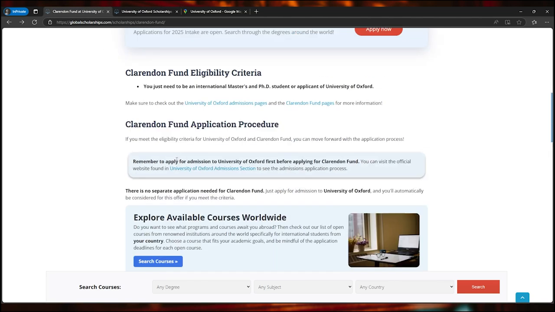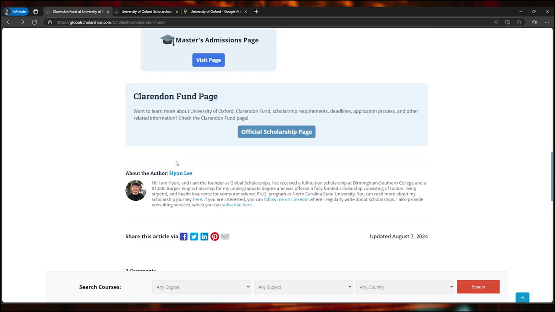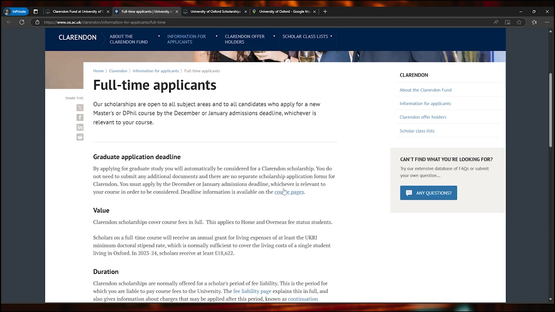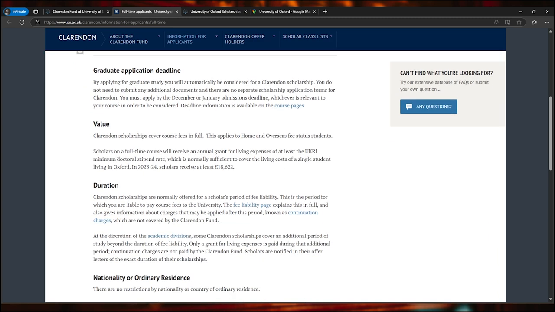Again, you don't have to apply for this scholarship when you are accepted to the university. You automatically get considered for the scholarship as well. You can click here, the official scholarship page, to get even more information. Not much information to be gained here, although it is open to all subjects. Scholars on a full-time course will receive an annual grant for living expenses. Again, it's annual, £18,000 every year. Living expenses of at least the UKRI minimum. What does that stand for again? UKRI, United Kingdom Research and Innovation. So that's their minimum doctoral stipend rate.